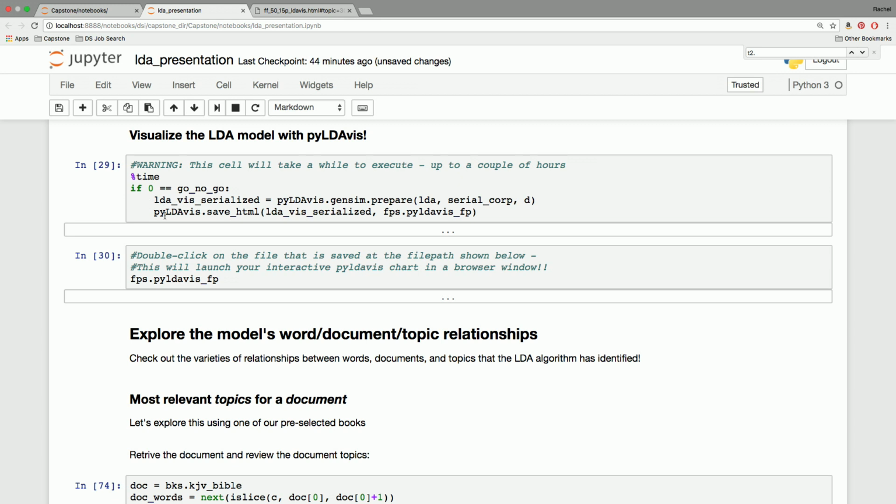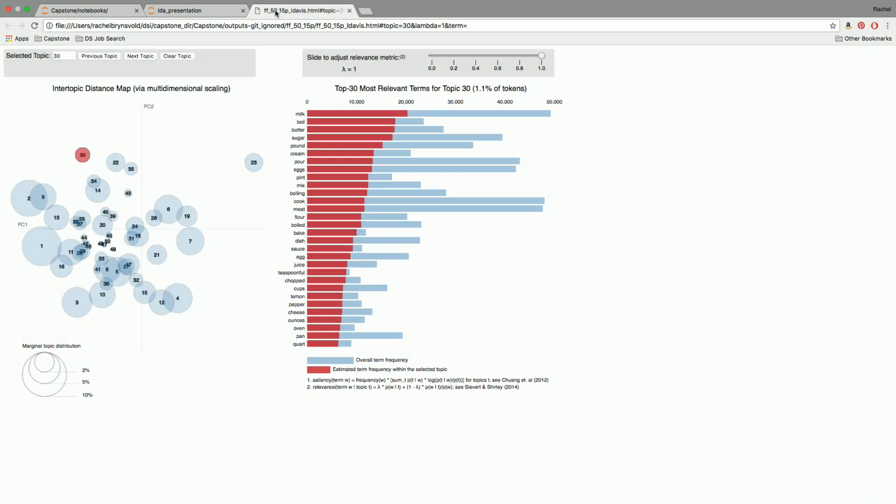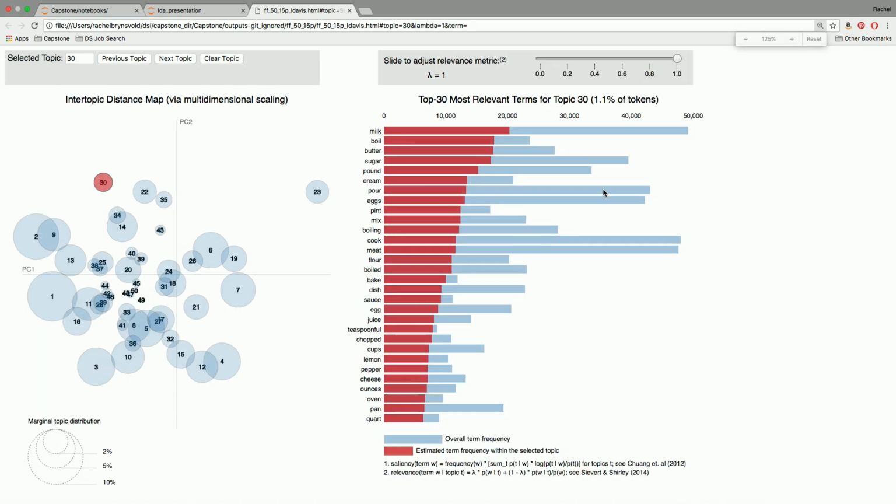But let's take a look at a visualization of this model. That's a really nice way to view it. I've previously generated and saved an HTML version of this pyLDAvis chart. Two lines of code, and I got this chart out, which is pretty neat. And what pyLDAvis does for us, I review here. It's a two-dimensional visualization of all of our topics.